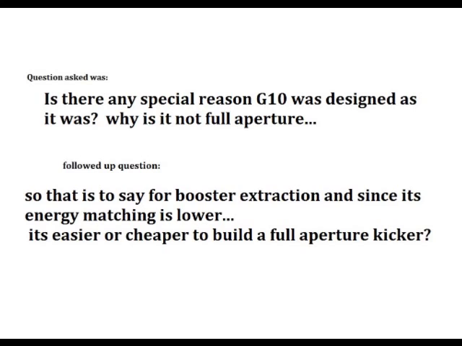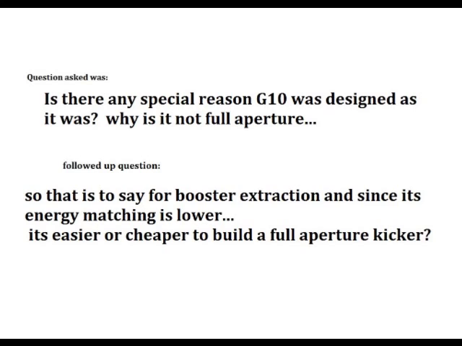Right, so if this is the AGS extraction bump, here's G10, here's H10, right? If you had a full aperture kicker that was strong enough and you decided to spend the money, you could extract from here, I suppose, if the geometry allowed, but why? It just seems unnecessary. It seems more economical to build a smaller kicker where you're actually going to need it rather than cover the whole space.